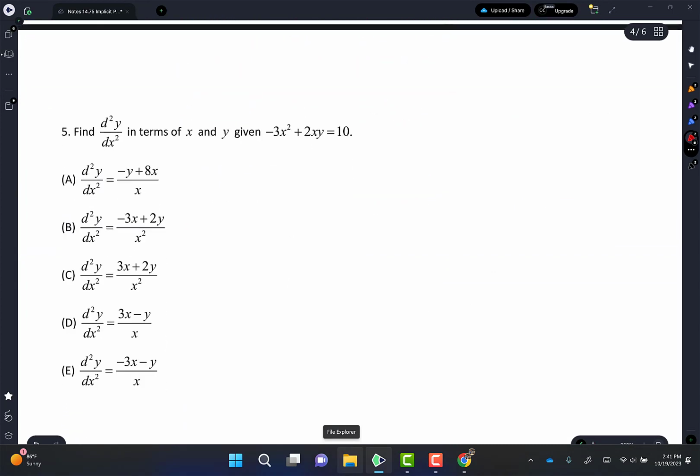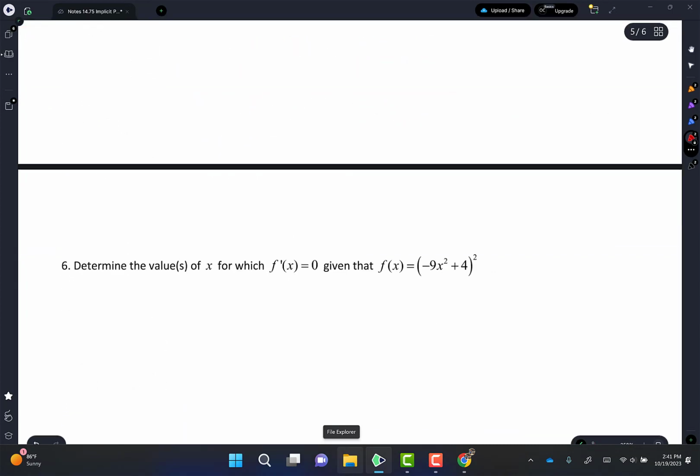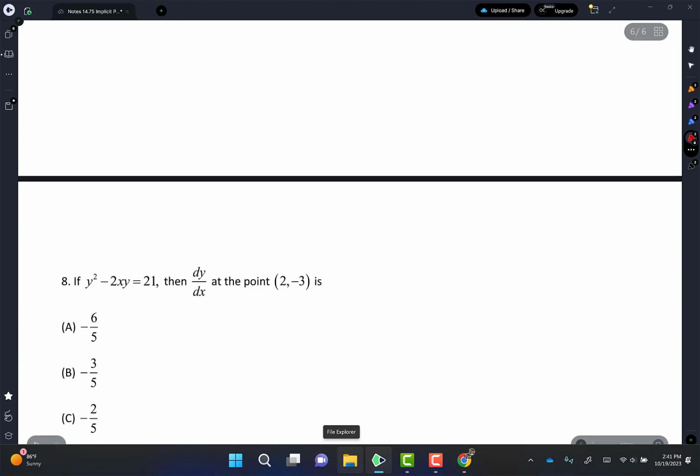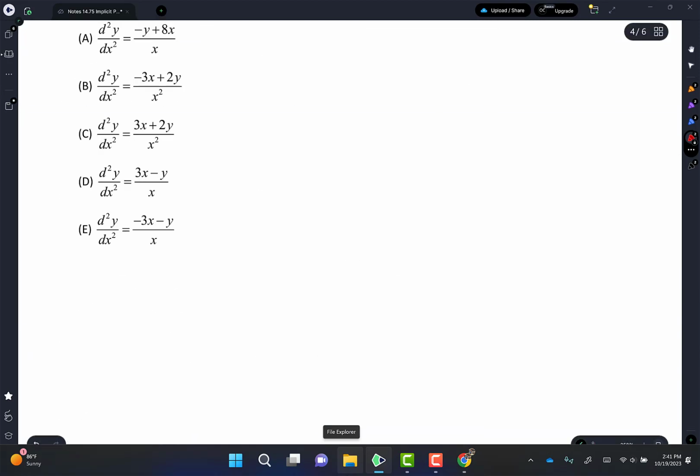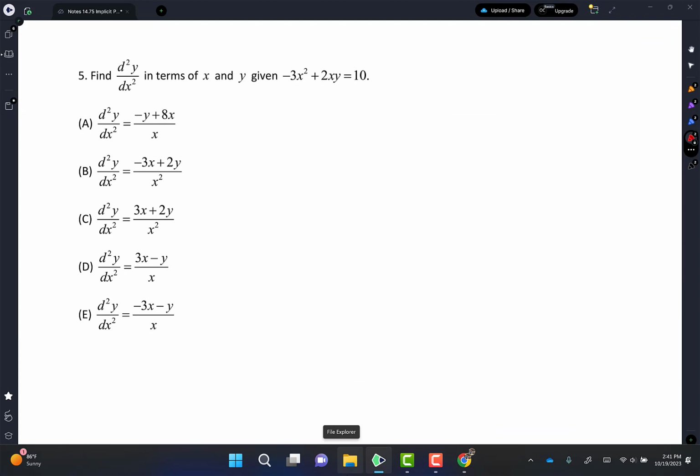All right, guys. Let's continue. We just got a few left. Not that bad. Only one is really implicit, and the rest is just application style. All right, here we go. You guys ready? I gotta take the derivative twice. What's the derivative of 3x squared with respect to x?